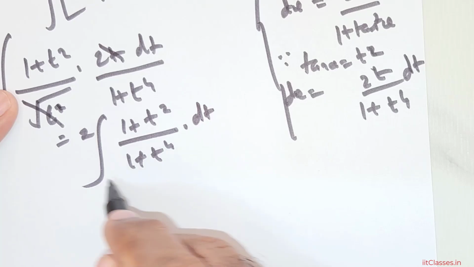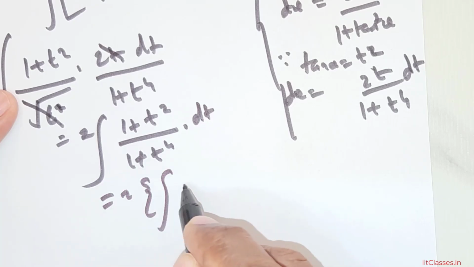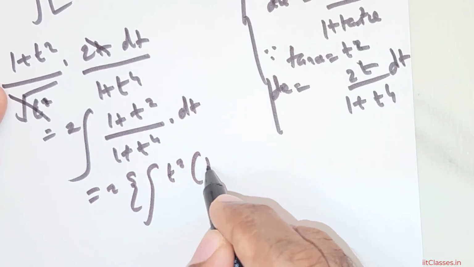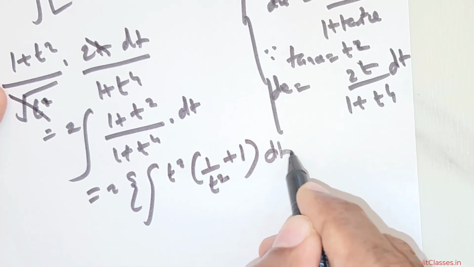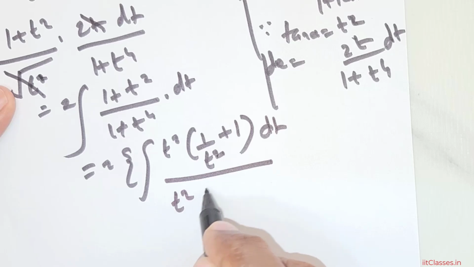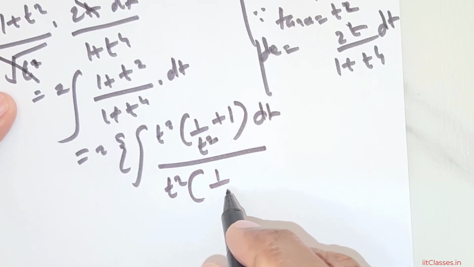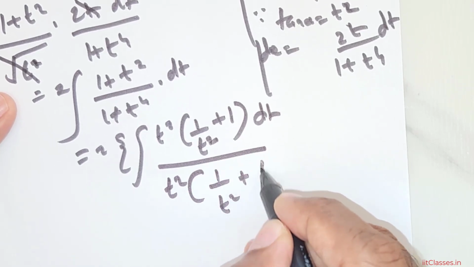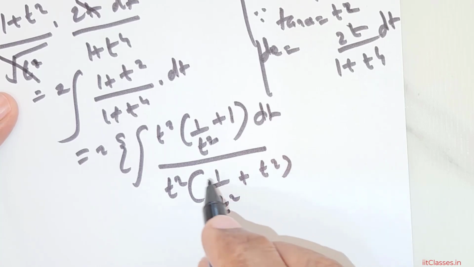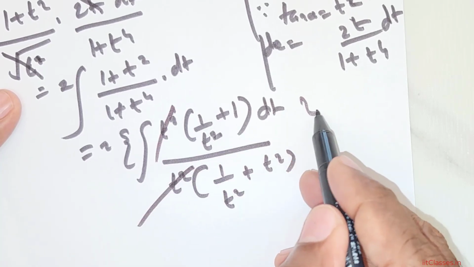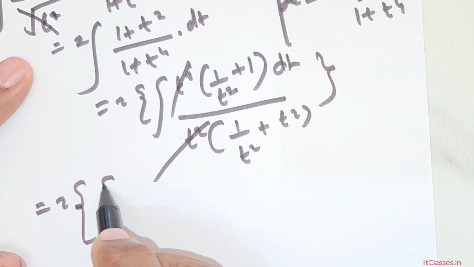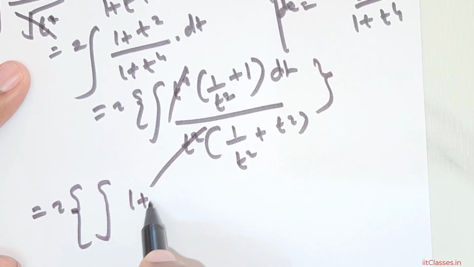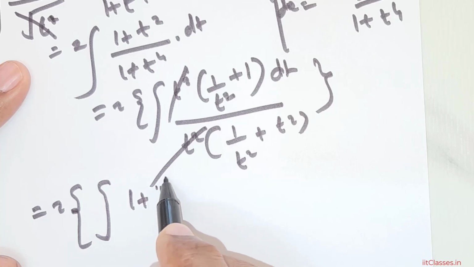Now take t squared out. So this is going to give you t squared of 1 over t squared plus 1, times dt, divided by t squared, which goes out. So it's going to be 1 over t squared plus t squared. This is what you are getting. Now t squared can be cancelled. So this is going to be equal to 2 times the integral of 1 plus 1 over t squared.